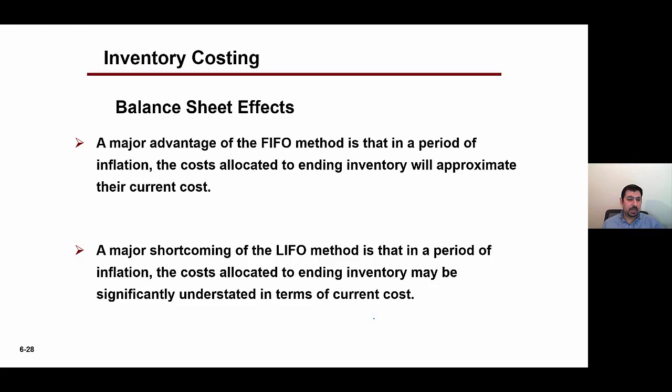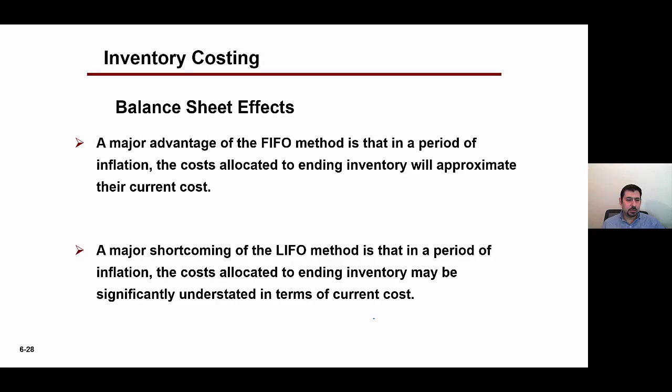And in this case, using FIFO to estimate the ending inventory has an advantage whenever there's inflation, in that the balance in the ending inventory will be the closest to the actual replacement cost that the company will have to pay, for example, to replace the sold inventory, as opposed to LIFO, where the ending inventory may be understated in the case of inflation, because it will approximate the earliest purchases.